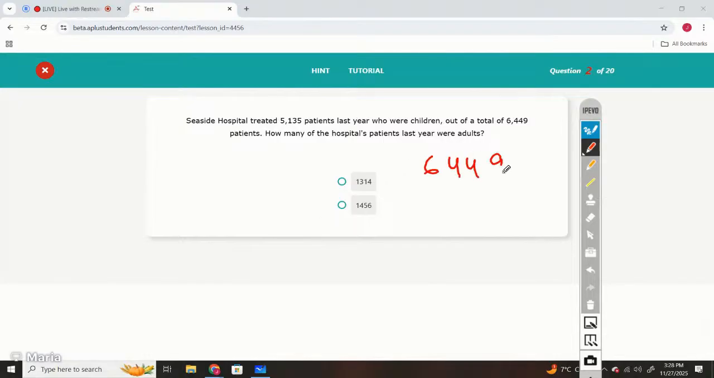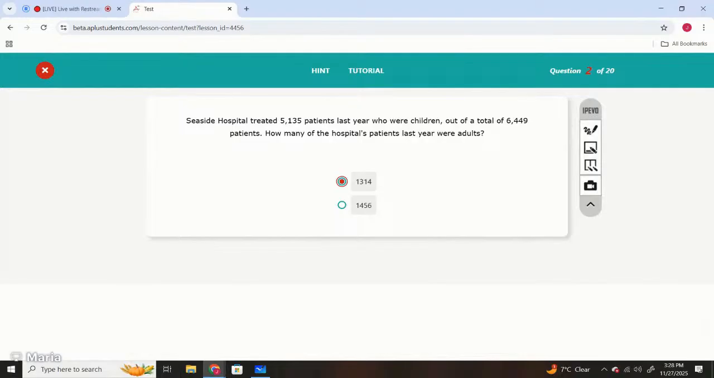So they are 6,449 minus 5,135. 9 take away 5 is 4. 4 take away 3 is 1. 4 take away 1 is 3 and 6 take away 5 is 1. That is 1314. Option number 1 is the correct option.